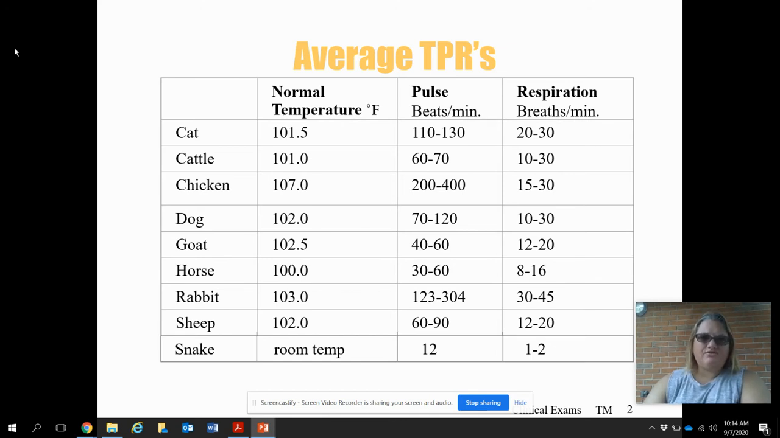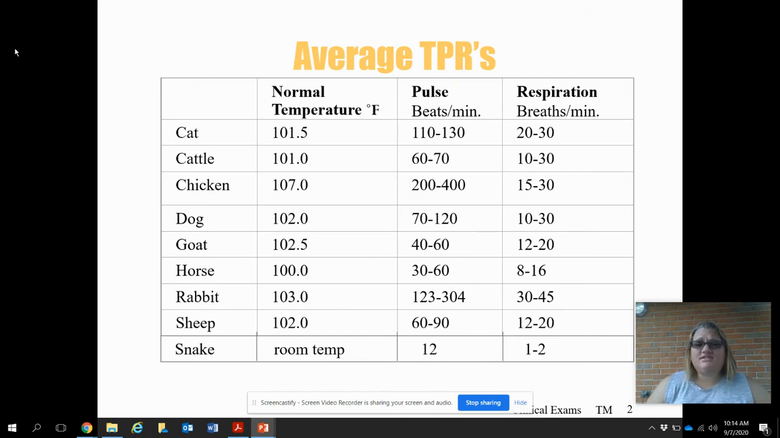All right, so here are those ranges. So cats, right around 100.5. Cats can be tough when they come to the vet because they do tend to get stressed out, and these numbers can fluctuate. So you really have to go off the history of the owner, and has this animal been acting normal and stuff like that, because a lot of times they can get stressed out. Cattle, 101, rectal temperature, pulse 60 to 70, and respirations 10 to 30.